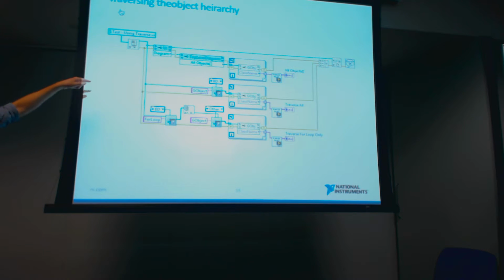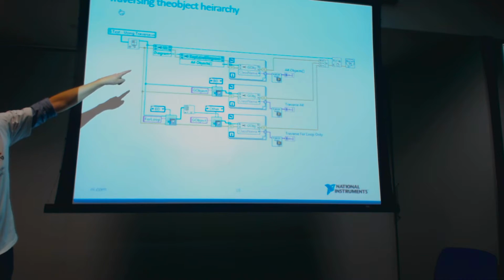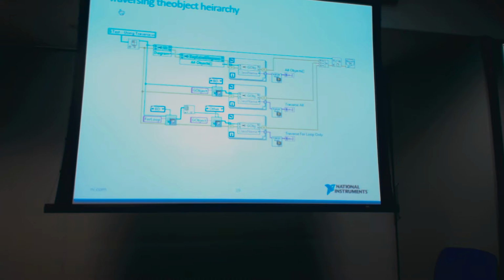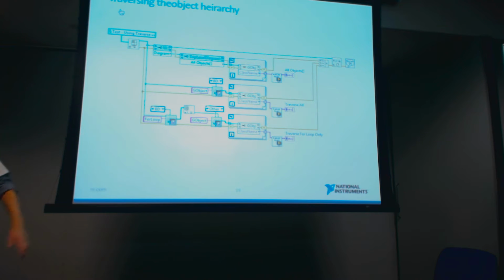So in this particular example, we are obtaining a reference to the diagram, and we've got the all objects property that returns everything that's on the block diagram. But there's also this subVI that's on the palette, which is called traverse. It's called traverse, and there might be some other words at either side of that word.